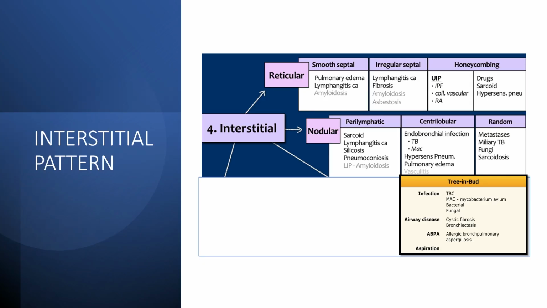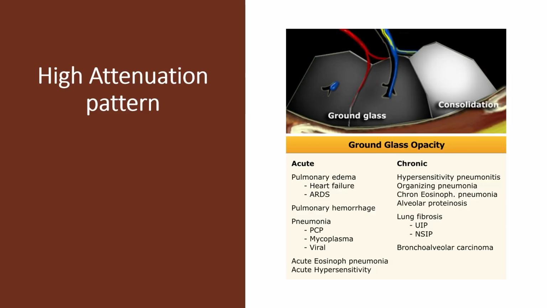So let us look at the patterns now. Reticular, with smooth septal thickening, irregular, and honeycombing. These are the differentials. Again, the slide will be given. Nodules: perilymphatic, centrilobular, and random. And in tree in bud, infections are one of the causes, but again, they can be in airway diseases, asthma, IBD, and aspiration pneumonitis. Then the third thing was high attenuation pattern.